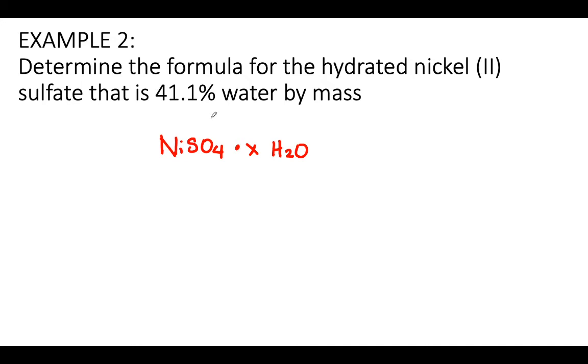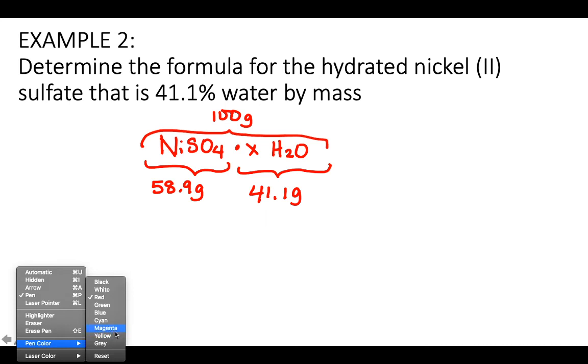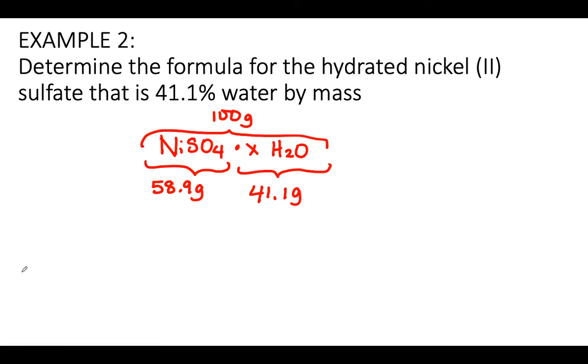Now, because I'm given the percentage of water in this compound, I'm going to again make the assumption, just like we did in the empirical formula as well as the molecular formula, that the total compound has a mass of 100 grams. If I make that assumption, then I know that the mass of just the water of this compound is 41.1 grams. Using subtraction, I can find the mass of the anhydrous portion as well, which is 58.9 grams.